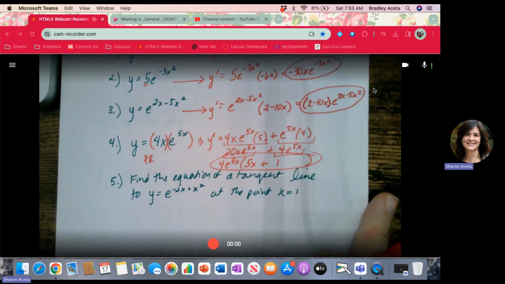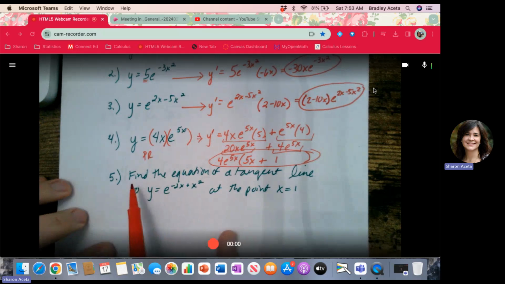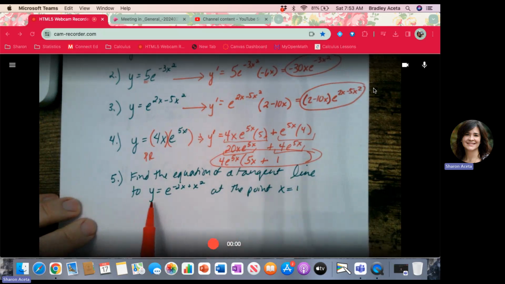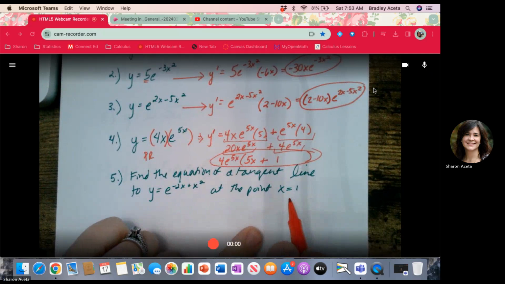Now let's not forget why we do derivatives. Derivatives help us find slope of the equation of the tangent line. So let's find the equation of a tangent line to y equals e to the negative 2x plus x squared at the point x equals 1. So remember, two things we need to write an equation, a point and a slope. Point and a slope. Well, we actually have half a point here. How do I find any y value?